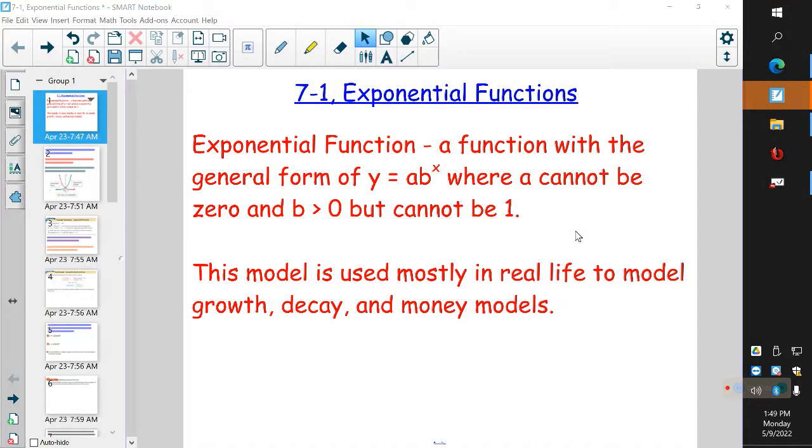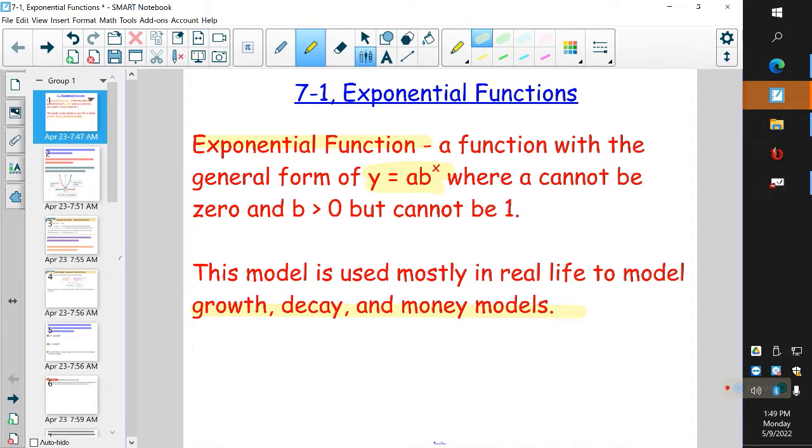Section 7.1, exponential functions. An exponential function is literally the most useful function that we will have in mathematics. It is in the form of y is equal to a to the bx, and it is the most useful function because it is used for growth, decay, and money. We all want to know how well our money is going to grow. We all want to know what populations we have in our counties and things like that.